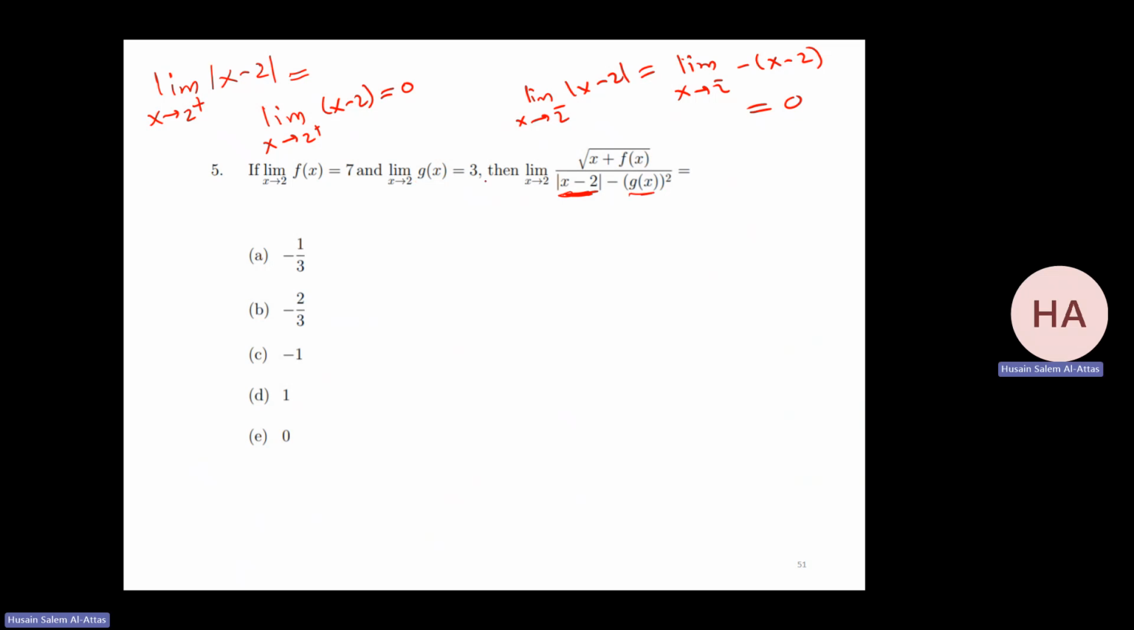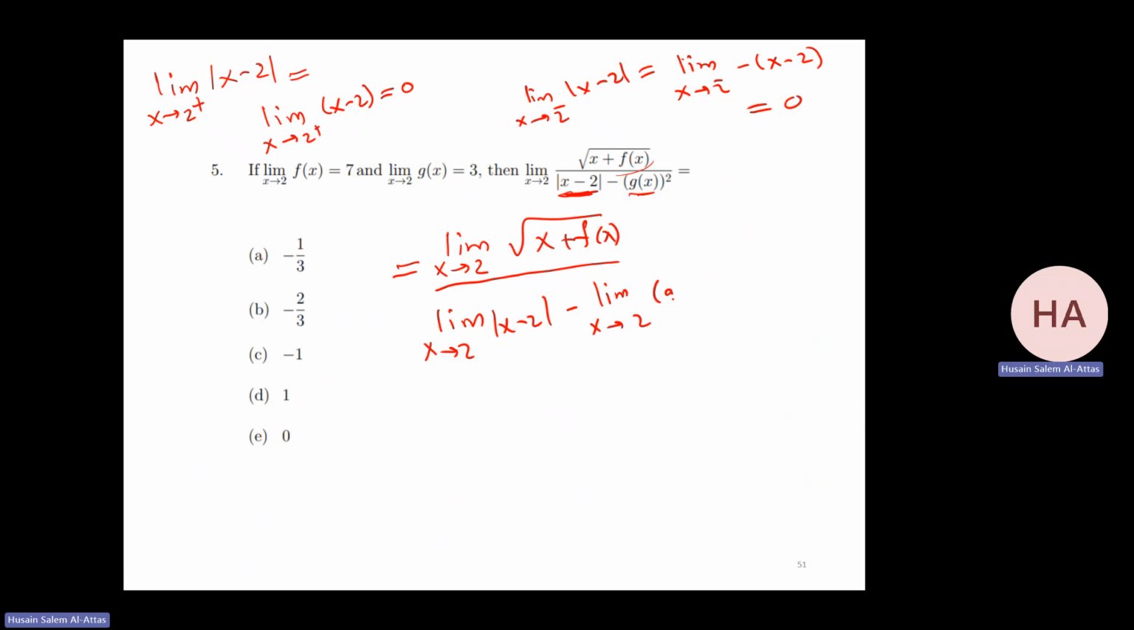This limit given is 3. This limit is 7. So now, since all limits exist, I can distribute the limit. So it will be the limit as x goes to 2 of this over the limit as x goes to 2 of this one, minus the limit. I have no problem; I can distribute there. Let me do it quickly.